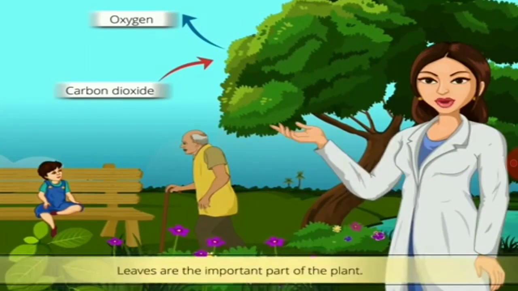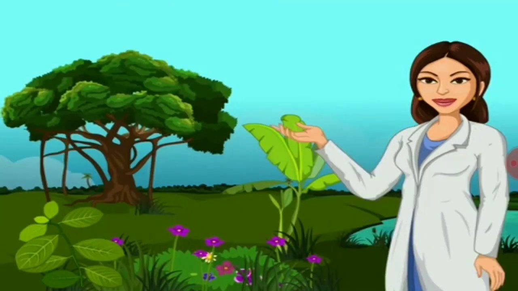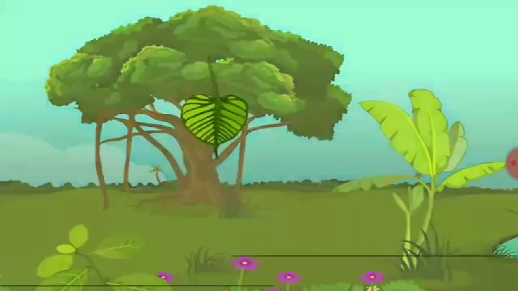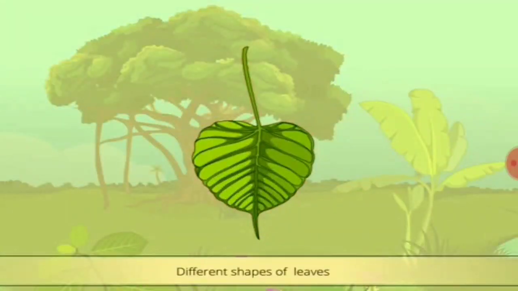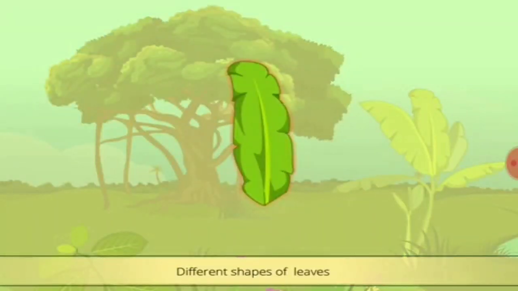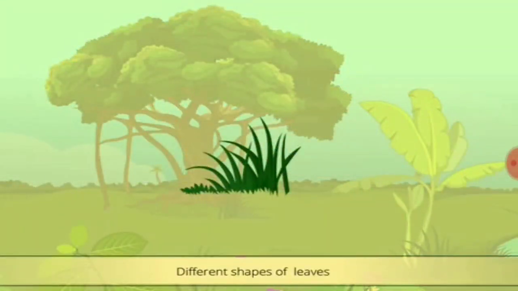Mohan's grandpa told him that leaves are an important part of the plant. So let us learn about leaves. Firstly, let us observe the shape of the leaves of some plants. Different plants have different shaped leaves. The leaves of a peepal plant have heart-like shape, whereas the leaves of banana plant have long and flat shape. Leaves of grass in a garden have sword-like pointed shape.